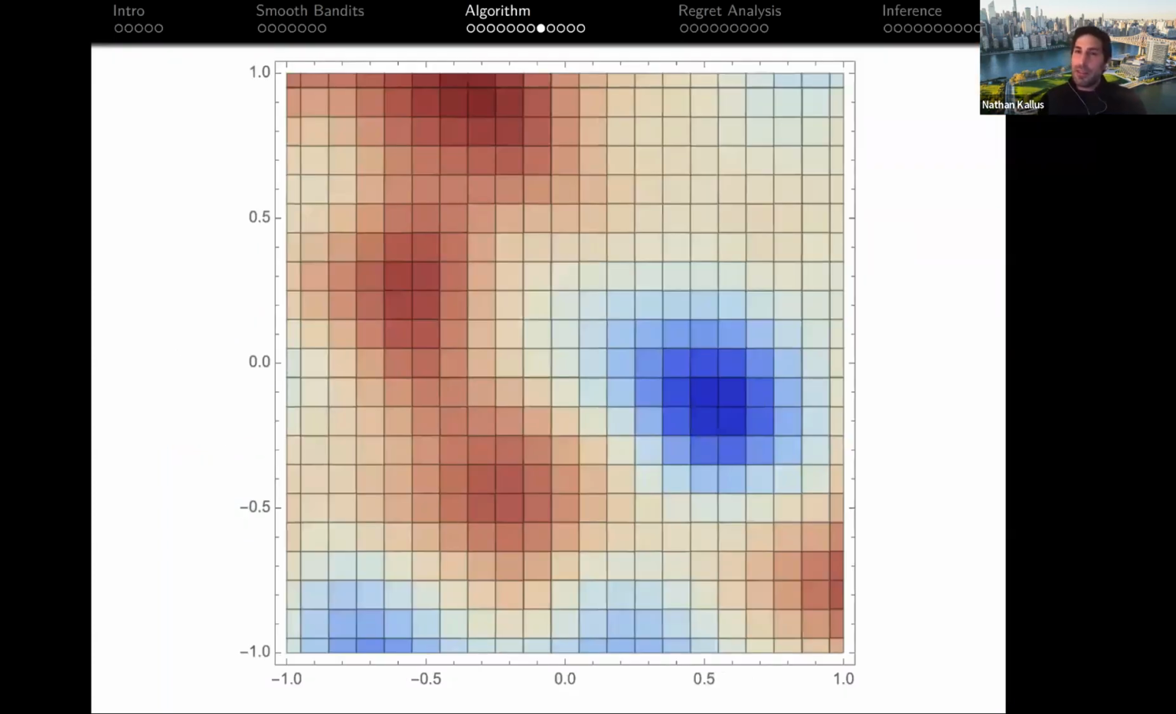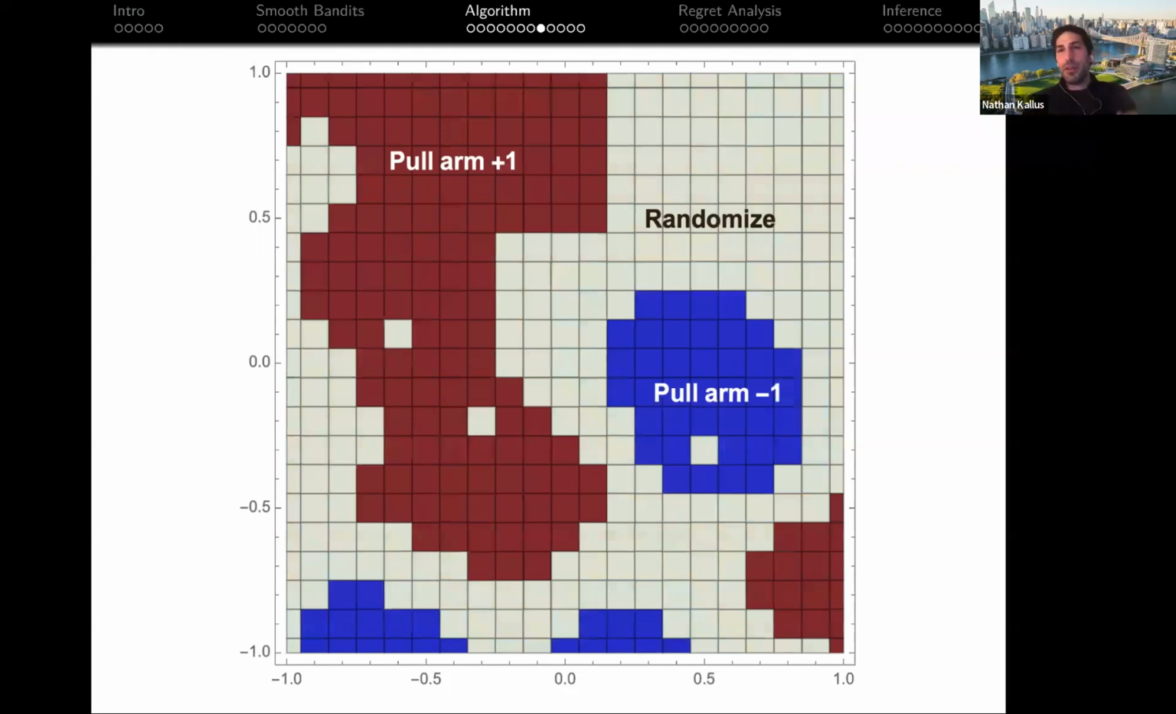So essentially, we're going to take this heat map and we're going to threshold it at +2B and -2B. And we're going to get essentially a plan of attack. In the red region, we're going to pull R+1. In the blue region, we're going to pull R-1. The effect function estimate in this region is so negative that we're pretty sure R-1 is optimal. And in this gray region over here, we're going to randomize. We're going to pull a random arm. So maybe in the future, we can learn a little bit more about which arm is better here.